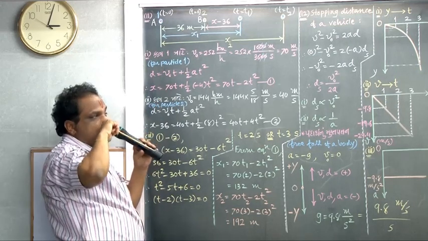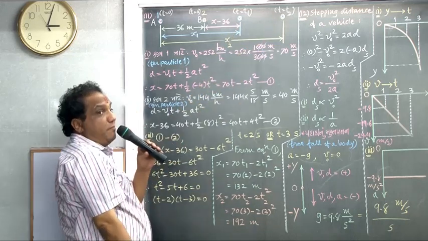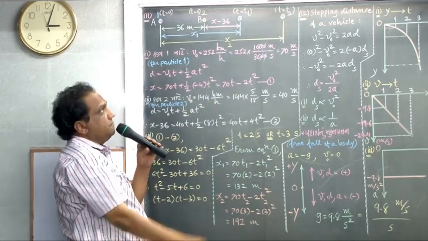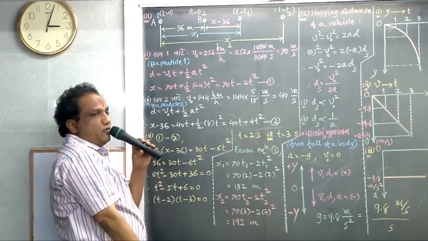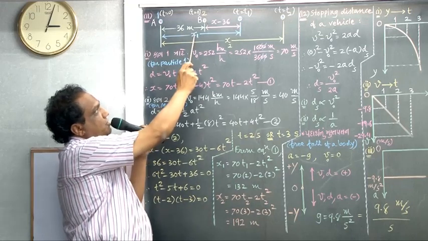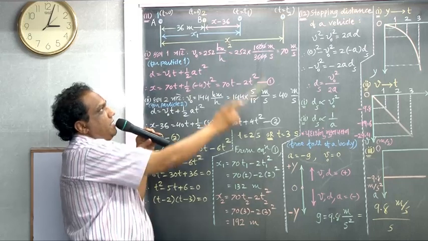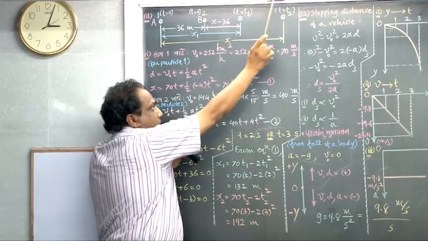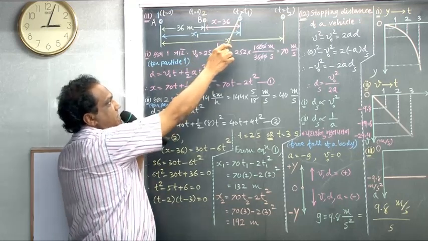What is asked to us? At which 2 times will they meet each other and at which positions? That is what we have to find out. Positions I am showing by symbols x1 and x2, and times t1 and t2. Okay? Let us find out these distances and these times.